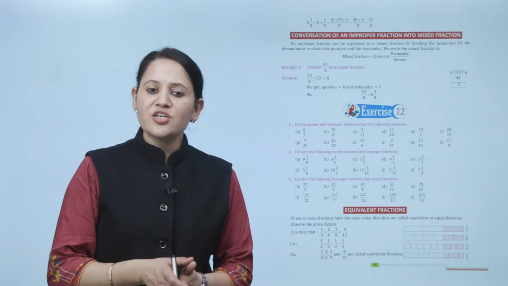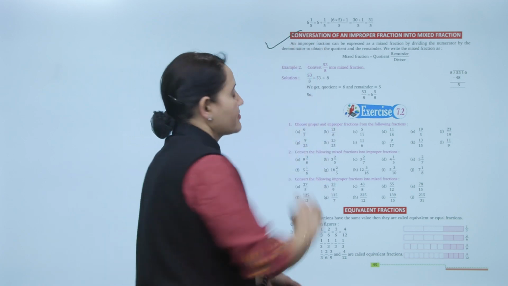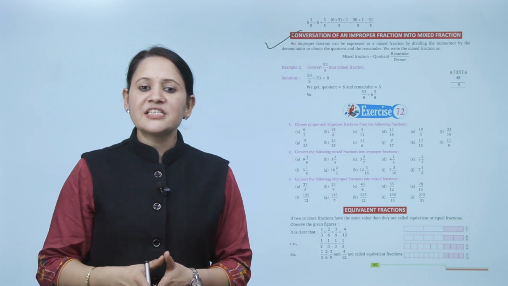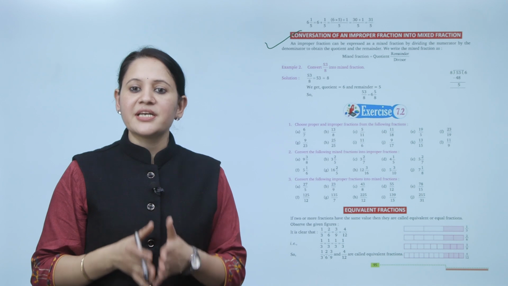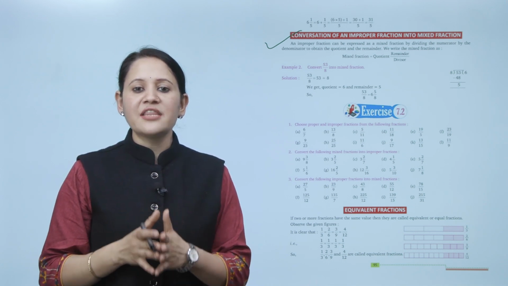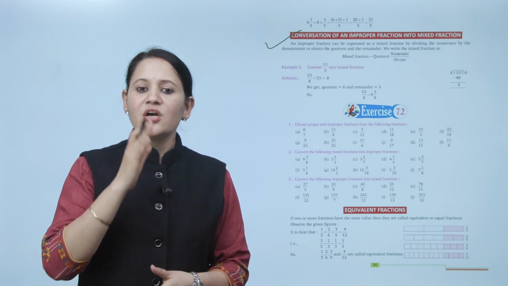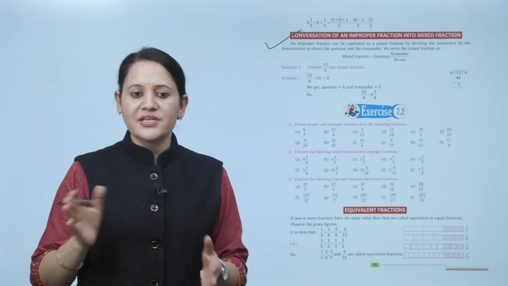Next, conversion of improper fraction into mixed fraction. An improper fraction can be expressed as a mixed fraction by dividing the numerator by the denominator to obtain the quotient and the remainder. We write the mixed fraction as quotient, remainder upon divisor.